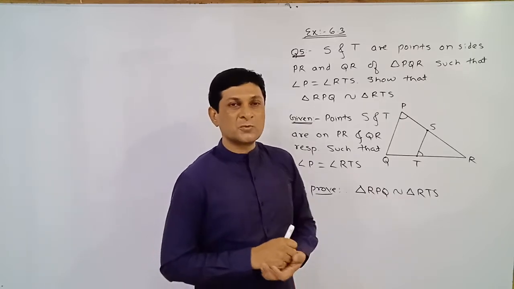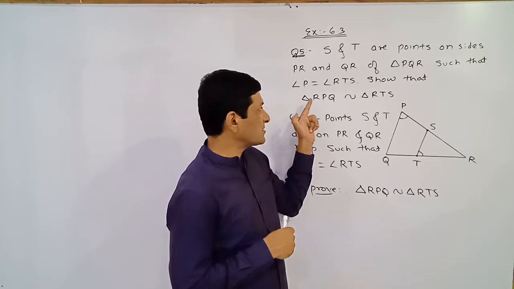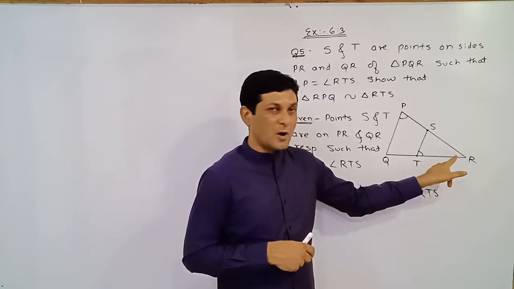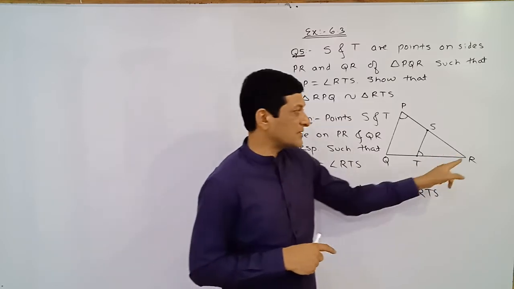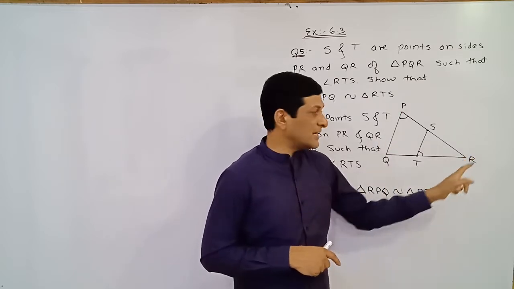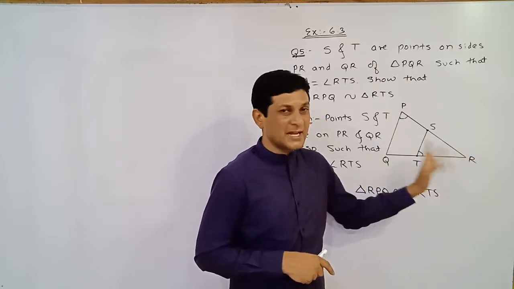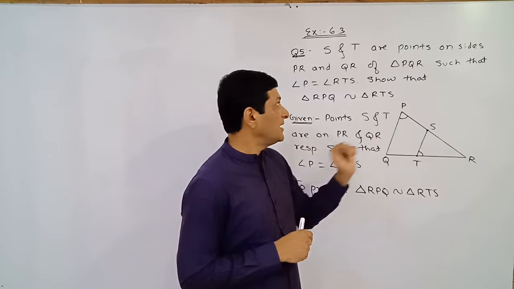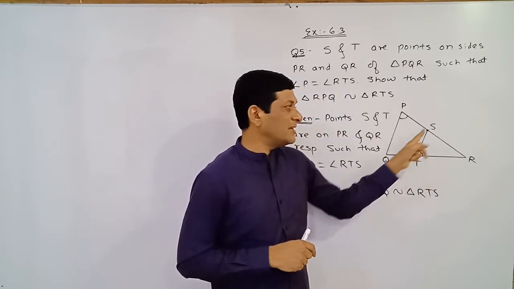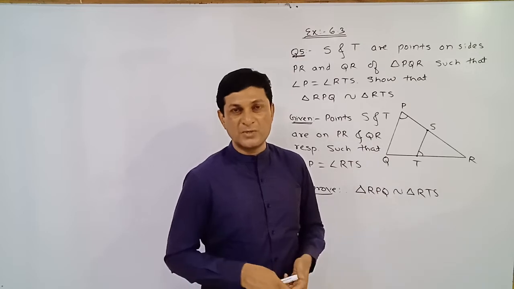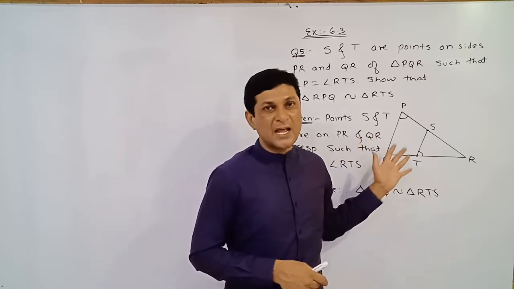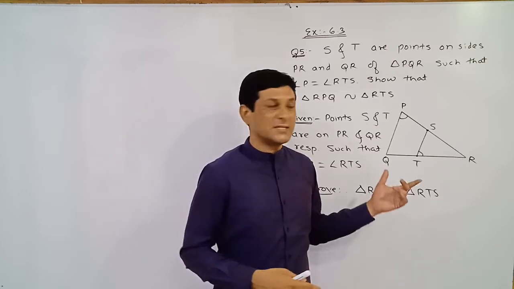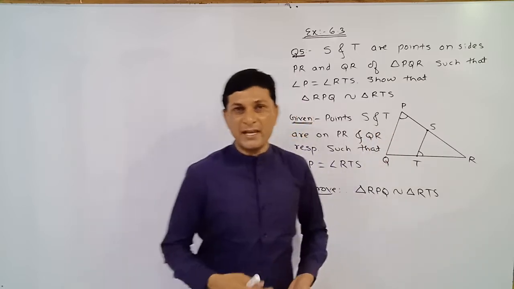Now, to show that these two triangles are similar, we can observe that in these two triangles, R is the common vertex. So check whether angle R is a common angle of both triangles, the first triangle RPQ and the second triangle RTS. So angle R is the common angle of both triangles. And again it is given to us that angle P is equal to angle RTS. So these two angles are equal. It means two angles of the first triangle are congruent to the corresponding two angles of the second triangle. So we can say that these two triangles are similar by the AA criterion.